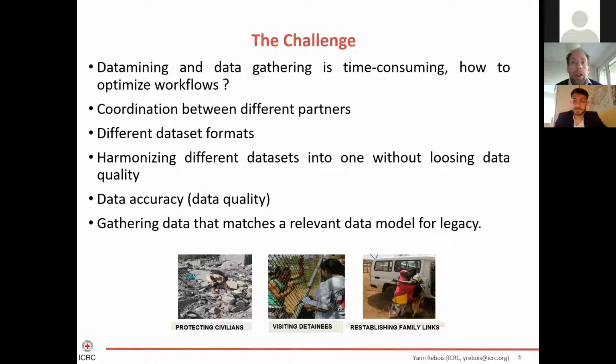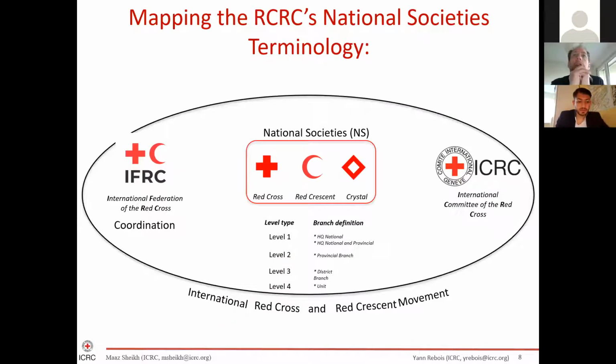And one of the key challenges, especially if we expose such data, is the data accuracy, the data quality. So it's true that gathering data is one thing, and having a relevant data model is another, as well as legacy systems. So you see different challenges. We already did something internally. You will see this, but I will leave Maz to continue on the process. Maz, don't hesitate to complement if I miss something.